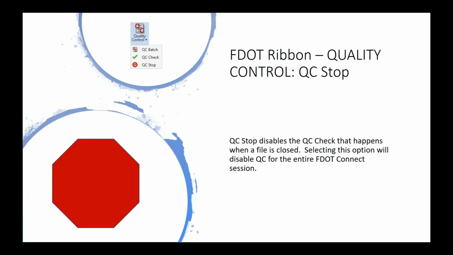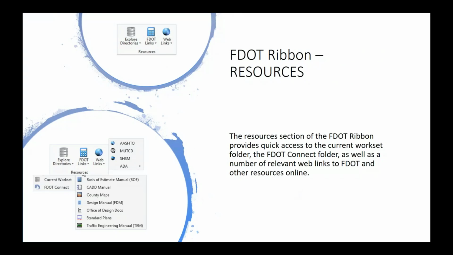The QC Stop option disables the QC check that happens when a file is closed. Selecting this option will disable QC for the entire FDOTConnect session. Relaunching FDOTConnect will re-enable QC check. Some people like to occasionally disable QC, so it makes it quicker to switch between files, especially if the files have multiple models, because that does take some amount of time. But bear in mind that you will have to go back and update the QC on those files if you do disable it.